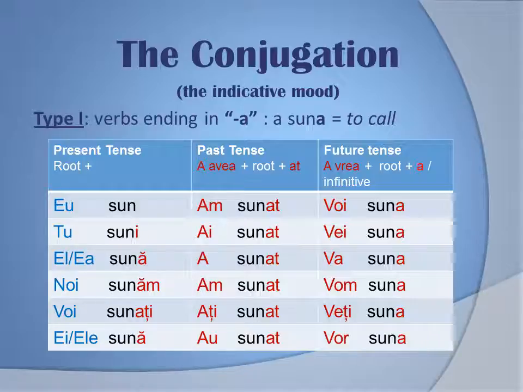Okay, and lastly, the future tense. The auxiliary verb avea, and then the root, and then we'll add the letter A. Eu voi suna, tu vei suna, el, ea va suna, noi vom suna, voi veți suna, ei, ele vor suna.